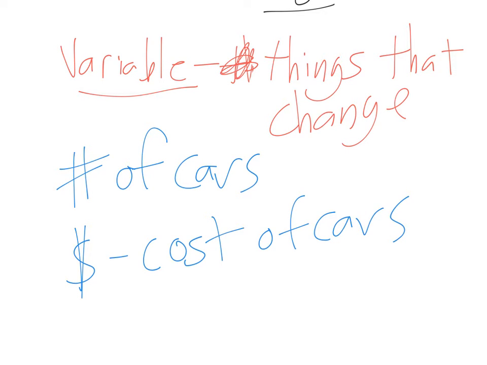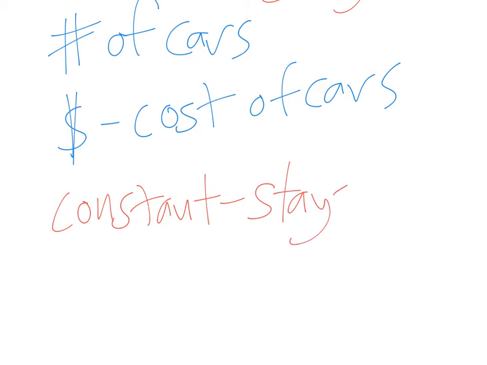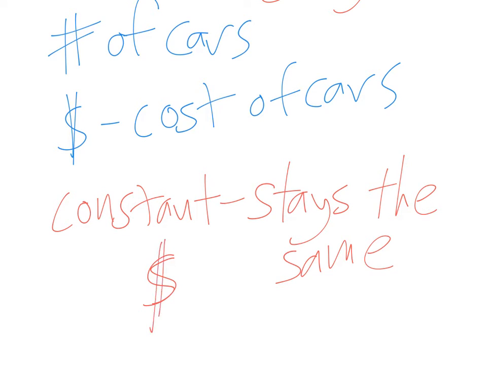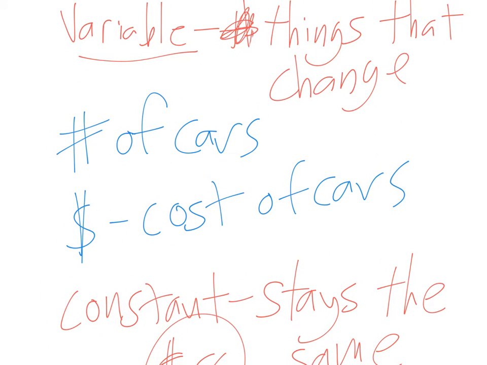Then you look at the other idea we use in writing algebraic expressions, which we call a constant. A constant stays the same. The thing that's staying the same here is your $8 per car. Your price is staying the same. That is your constant. Then you think, which variable quantity depends on the other? You're going to call one the dependent and one the independent variable.